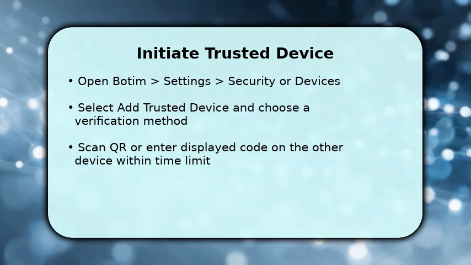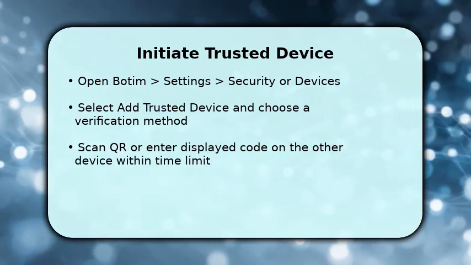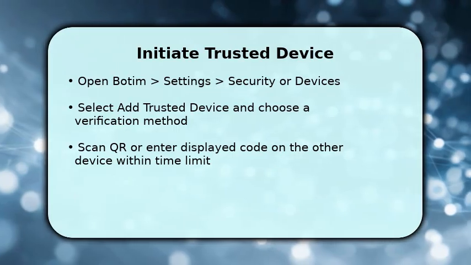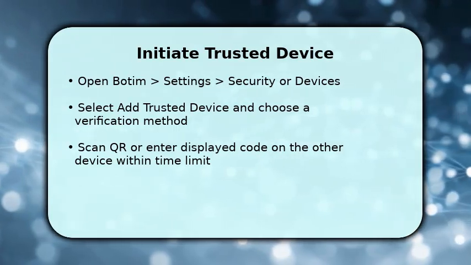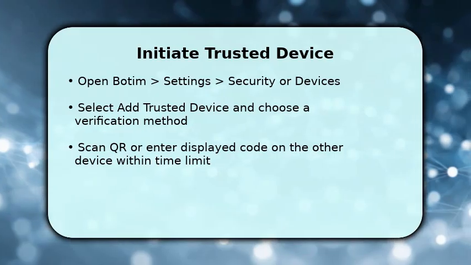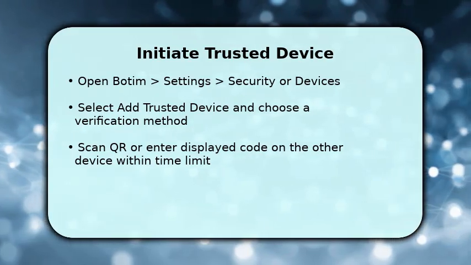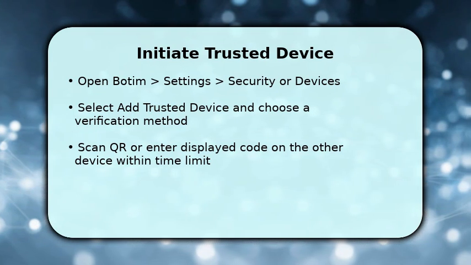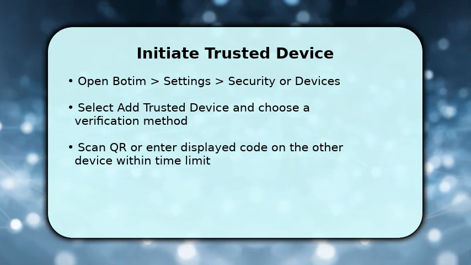Choose a verification method, QR scan or numeric code, based on what the other device supports. Once a code or QR appears, immediately scan it or enter the numeric code on the other device within the timeout window. Delays cause the code to expire. After verification, confirm device name and grant any requested permissions to complete linkage.